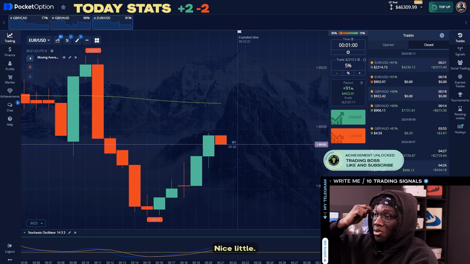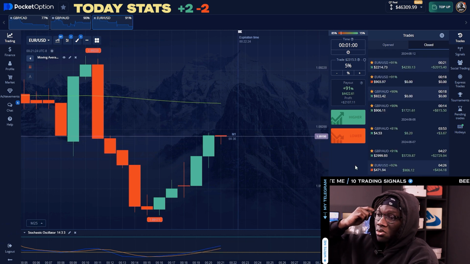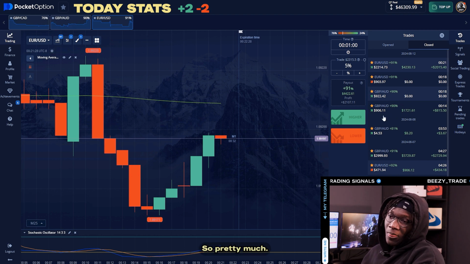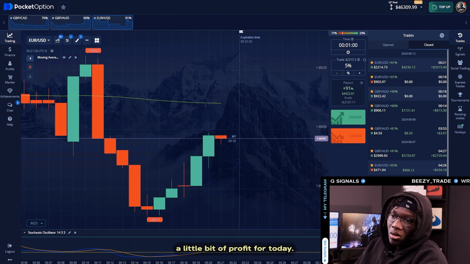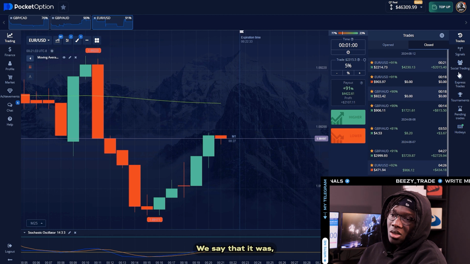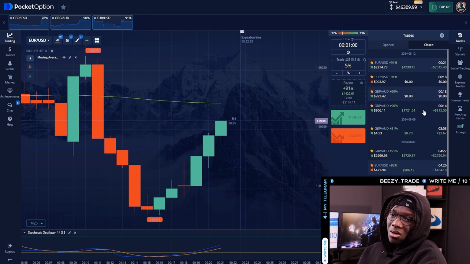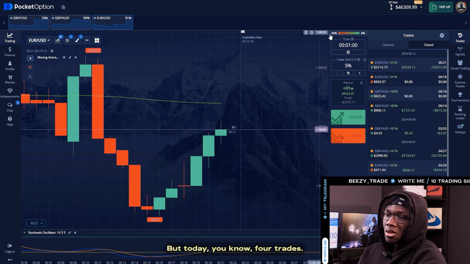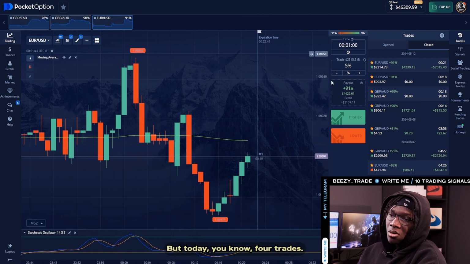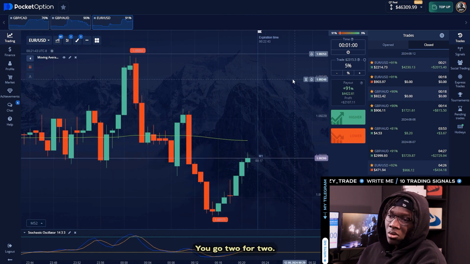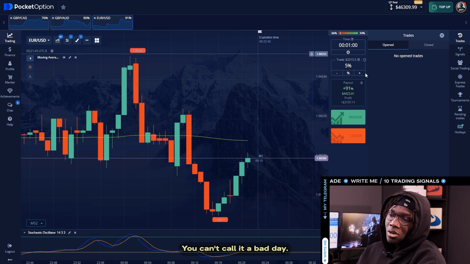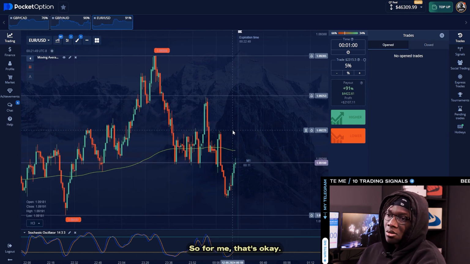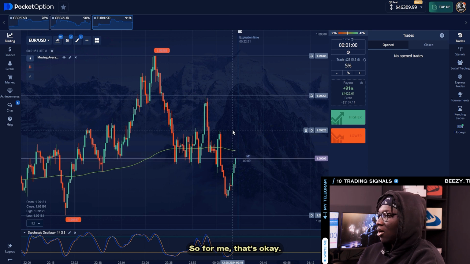Nice little 2,000, 2 bands. So pretty much a little bit of profit for today. Wouldn't say that it was the best day. You can see what my other track records look like, but today, 4 trades, you go 2 for 2. You can't call it a bad day. Yeah, we're in profit for about a couple of grand. So for me, that's okay. I'm take it or leave it.